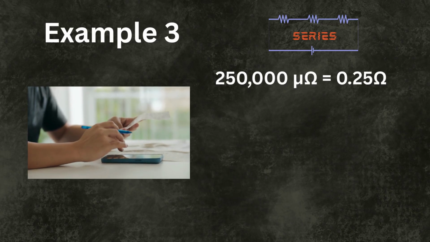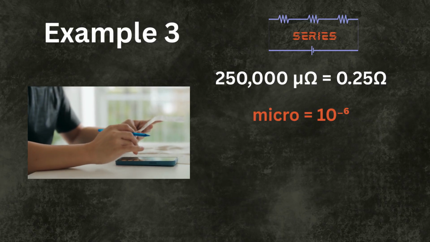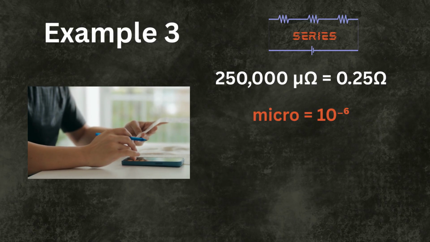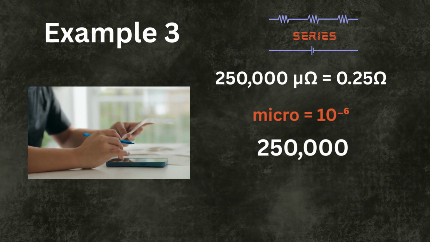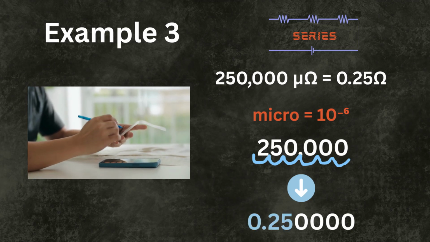Resistor 4, 250,000 micro-ohms equals 0.25 ohms. Because micro means 10 to the power of minus 6, we move the decimal point 6 places to the left, to get the result 0.25.